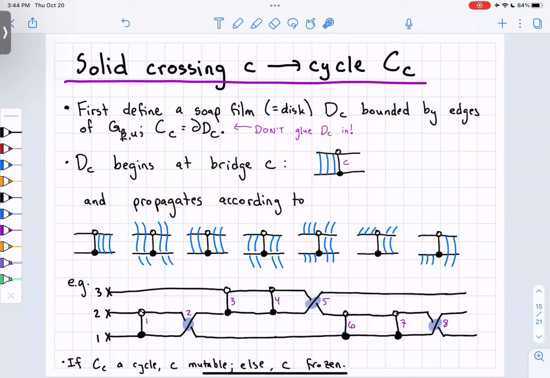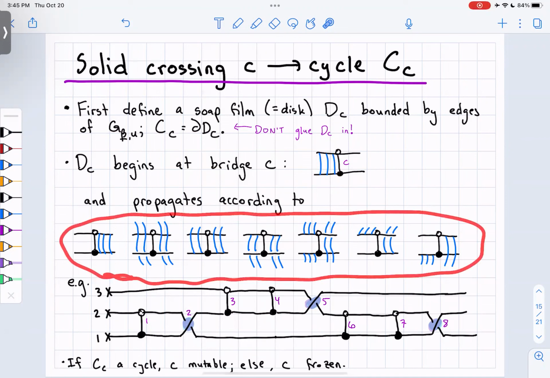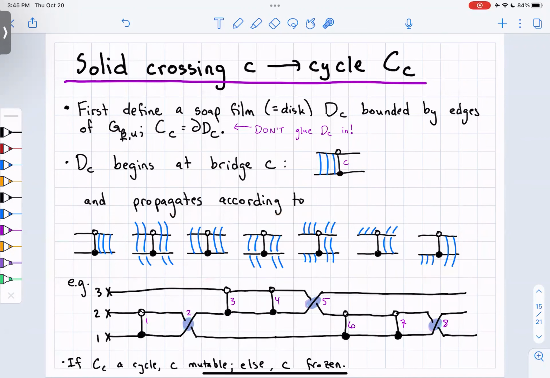I'm going to have a disk for each solid crossing. For each black-white bridge like this, my disk is going to start at that bridge and cling to these edges of my graph as it moves to the left. Then it's going to propagate all the way through my graph following these rules. These are really hard to just stare at and understand, so let me just do an example.